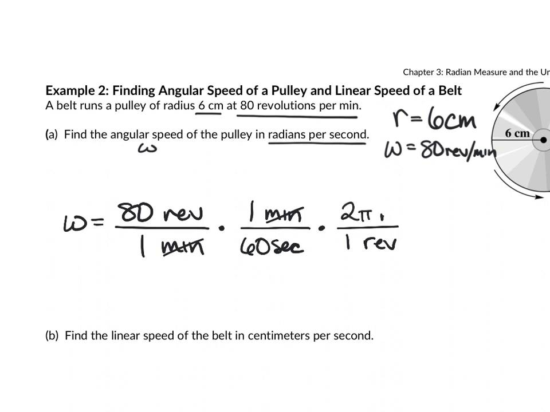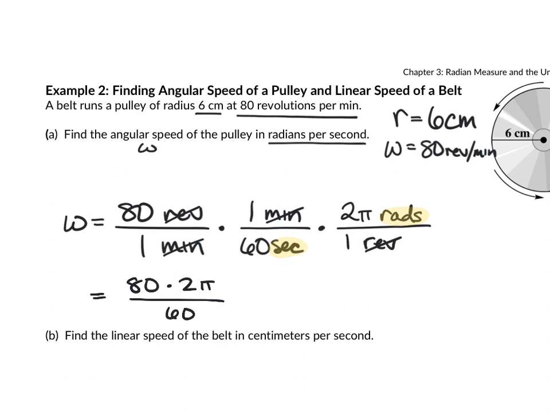2 pi radians. So at this point, the revolutions would cancel out, and the units that are still showing would be radians per second, which is what this problem wants and what we normally measure omega in. So all of this to say, what you are putting in your calculator is the numbers that are left. You can ignore the ones because multiplying by 1 does nothing. You are putting 80 times 2 pi divided by 60 into your calculator or into your brain.